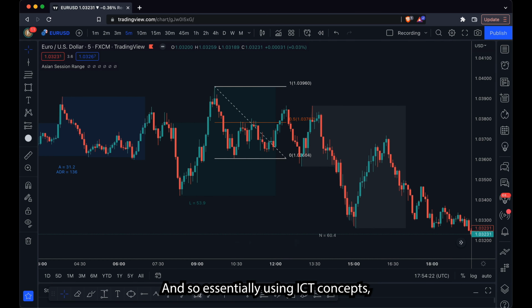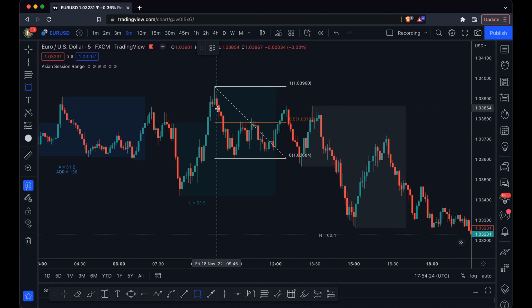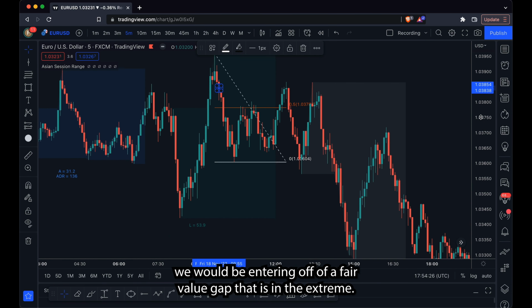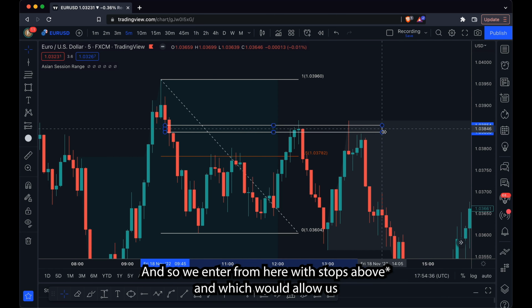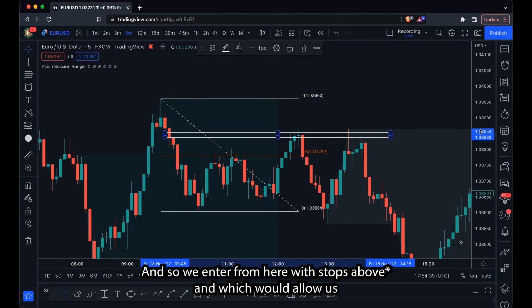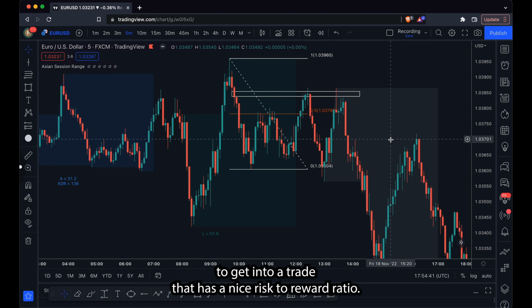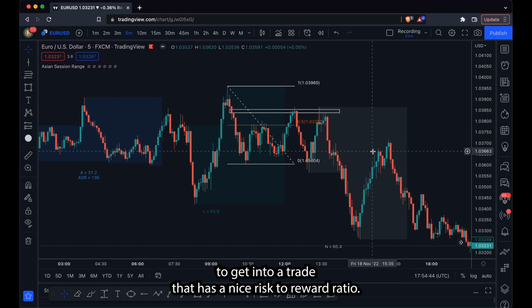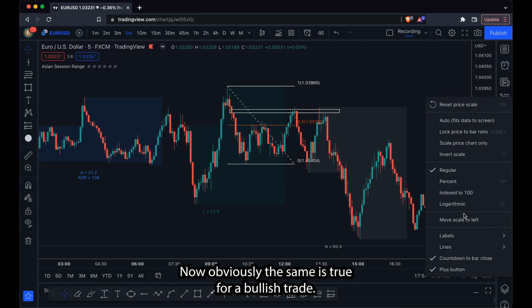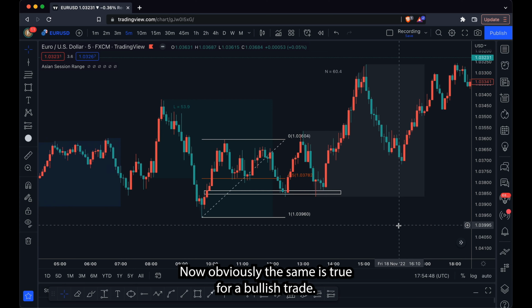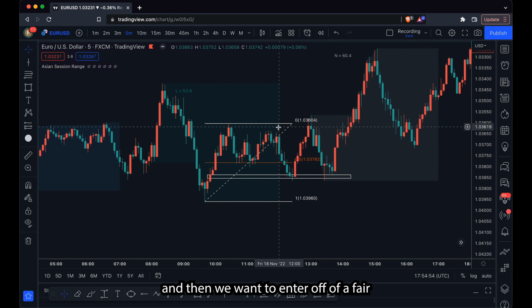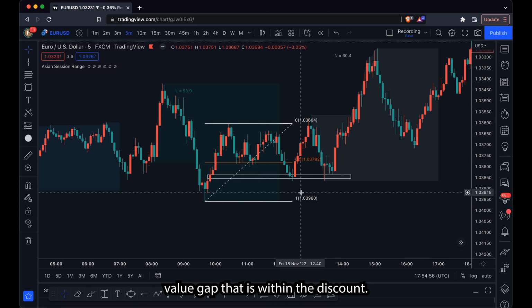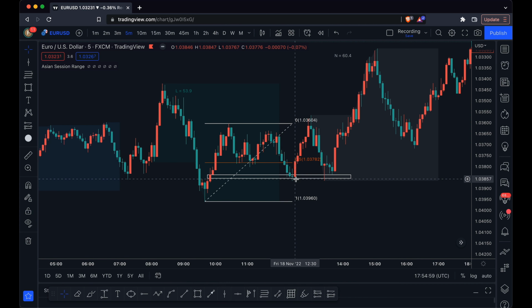And so essentially using ICT concepts, we would be entering off of a fair value gap that is in the extreme. And as we can see, this one would be the one we'd be looking to enter from. And so we'd enter from here with stops below, which would allow us to get into a trade that has a nice risk to reward ratio. Now, obviously, the same is true for a bullish trade. We want price to come into a discount, and then we want to enter off of a fair value gap that is within the discount, like so.